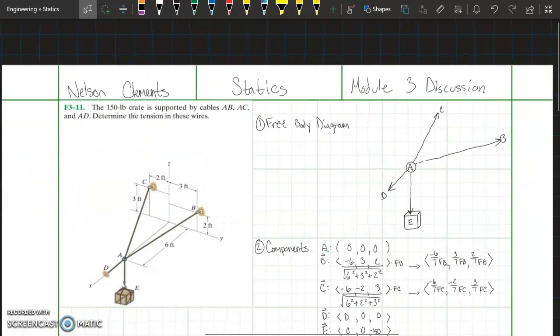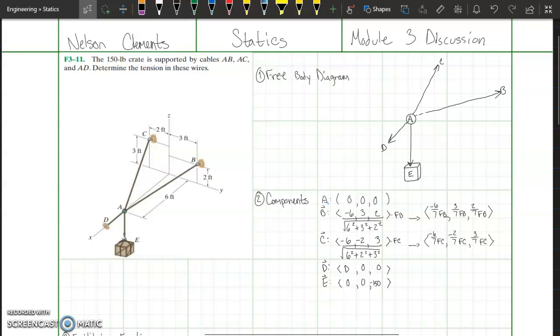Moving on, my next problem that I picked was F3-11. This states the 150-pound crate is supported by the cables AB, AC, and AD. Determine the tension in these wires. Just as before, our first step is a free body diagram.